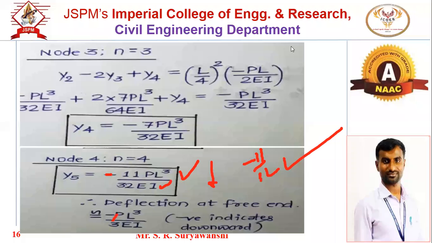First point is draw the correct M by EI diagram. M by EI diagram means nothing but the BMD. Draw the correct BMD and apply central difference equation correctly. Boundary conditions are deflection at fixed end 0 and y0 is equal to y2. Okay. Now we will see the next example.